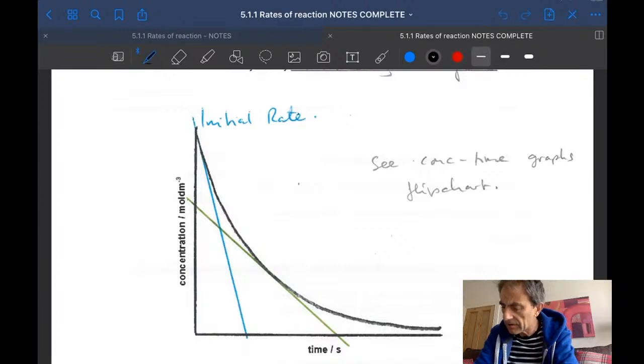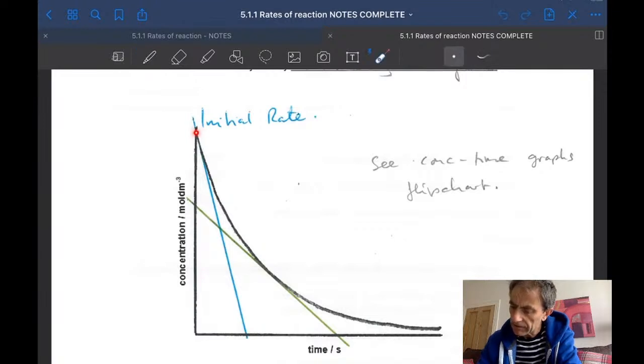You can see that tangent is drawn so it hits the curve at time equals 0. The green tangent is hitting the curve there, and what that green tangent shows is the rate at that point. So sometimes you're asked to calculate the initial rate, so you would draw the tangent so it hits the curve here, or you might be asked to calculate the rate at a particular time in the reaction. And that's what you do there.